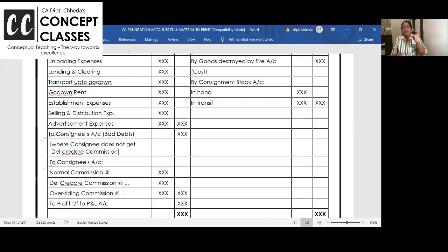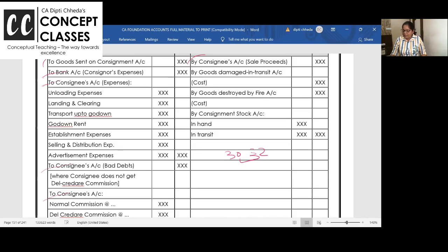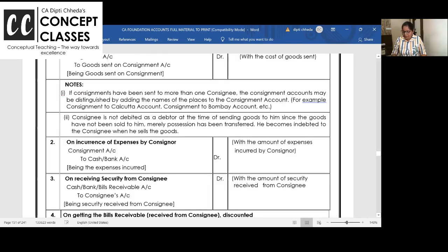Did you all follow? Normal commission, del credere commission means bad debt will belong to you. Otherwise, bad debt is my responsibility. And overriding commission. Overriding commission is on the selling price. If I have fixed 30 and you are able to sell at 32, it is on the additional selling price. So this is all the debit side. Credit side: sale, losses if any in transit and all at cost. And this may be insured also, and consignment stock in hand and still in transit. Okay. The consignee's account will be clear as and how we prepare.